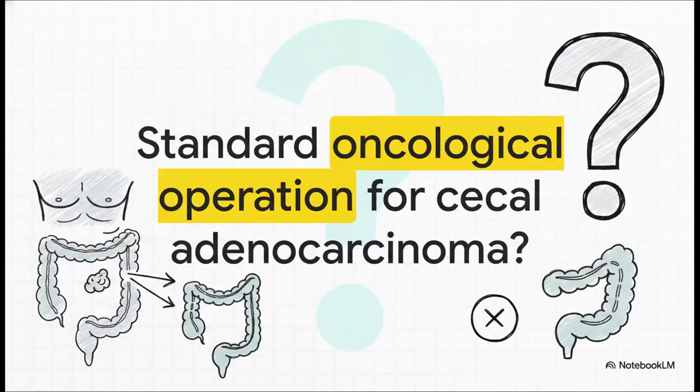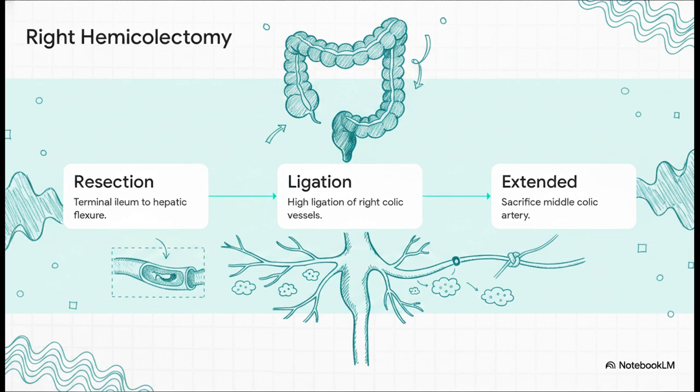Knowing that, what is the exact standard oncological operation for removing a curable, non-obstructed cecal adenocarcinoma? Segmental resection, excision with ileostomy, standard right hemicolectomy, extended right hemicolectomy, or subtotal colectomy? The standard here is C, a standard right hemicolectomy. You need a wide formal resection from the terminal ileum all the way to the hepatic flexure. This absolutely mandates high ligation of the ileocolic and right colic arteries right at their origins from the superior mesenteric artery. This ensures you get complete clearance of those regional lymph nodes.